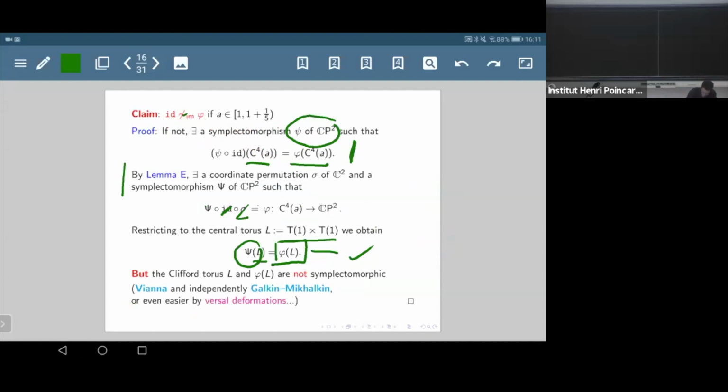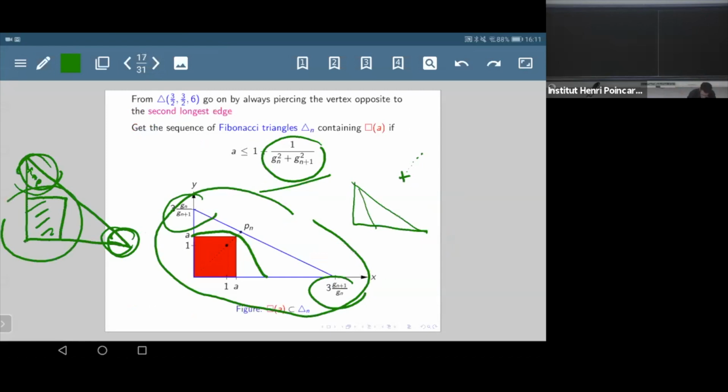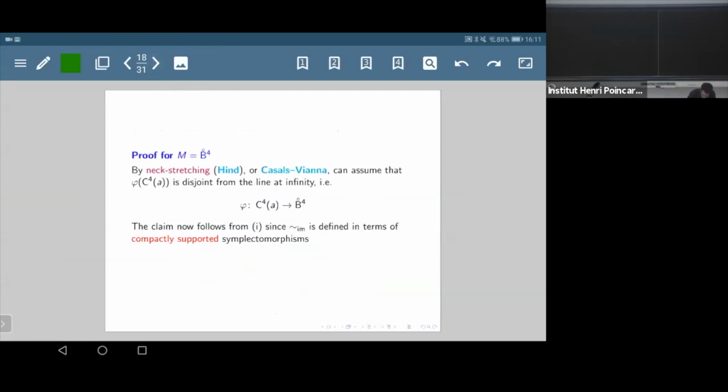So hopefully I have time to say how this can be done very elementary by versal deformations. But maybe I do now. Okay, so up to now, we only checked how to go to CP2. Now I wish to say that they're actually different in the ball. So here I need my assumption that my embeddings have compact support.